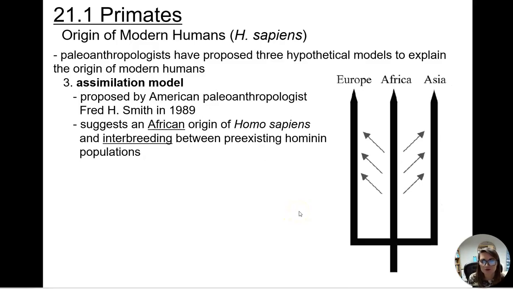Now the third is called the assimilation model. That was proposed by American paleoanthropologist Smith in 1989. It suggests an African origin of Homo sapiens with interbreeding between pre-existing hominin populations. So it just shows how it goes straight from Africa and splits off into these other populations or other areas such as Europe and Asia.